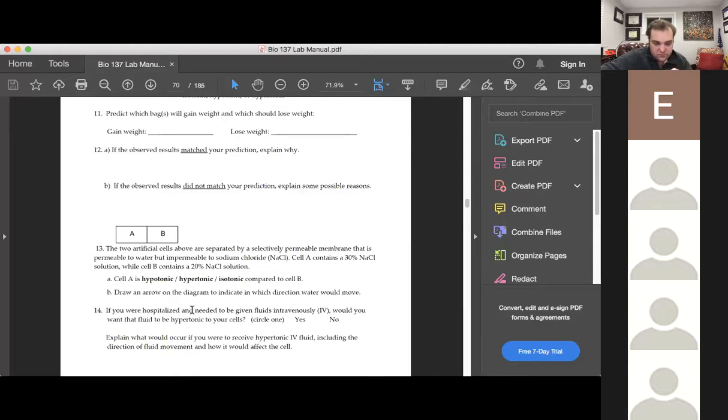So you'd have a movement of fluid from inside your cells to outside your cells. That's the answer to 14.